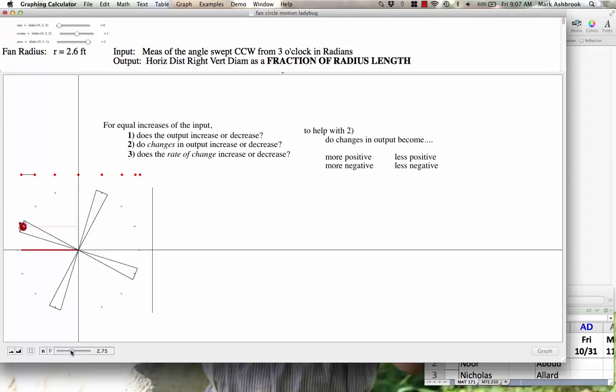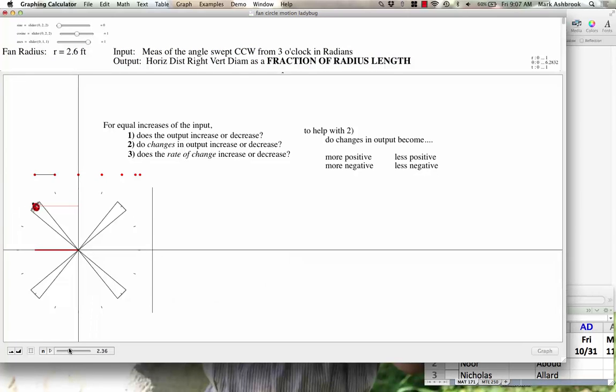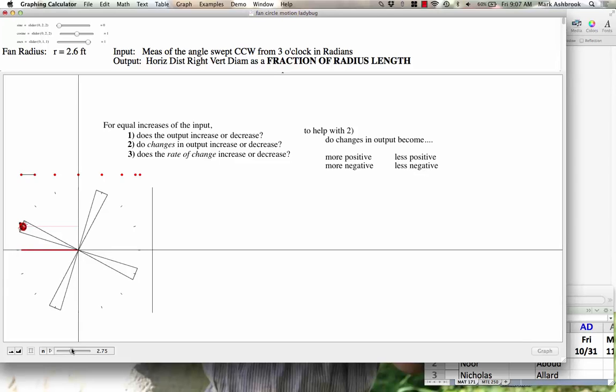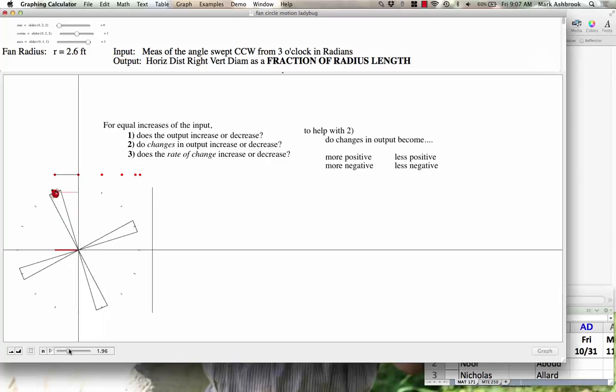Do they increase or decrease? Are they negative or positive changes? Negative changes. Because the quantity is decreasing, the changes are negative. Are they getting more or less negative? Less negative. So changes are increasing. These are getting less negative. So those changes are increasing. So the rate of change is? The rate of change is increasing, and the graph will be concave up.